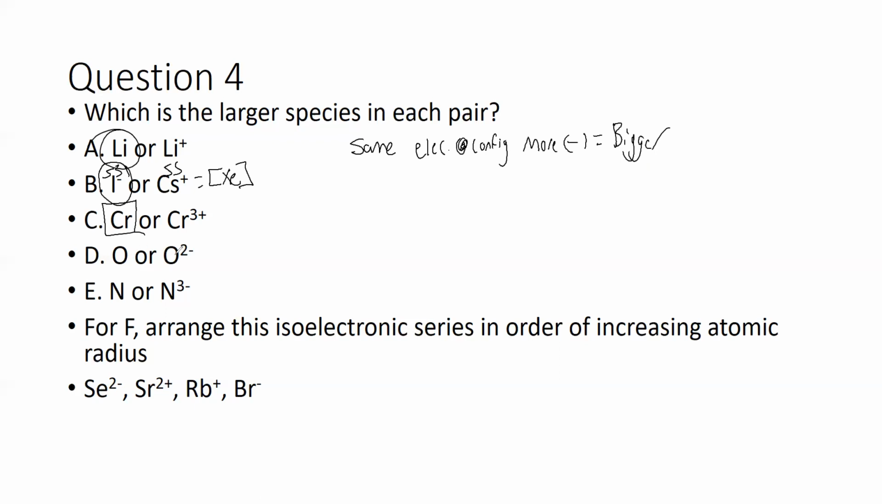Oxygen versus oxygen 2 minus. Well, I became negative. When you become negative, you become bigger. Nitrogen versus nitrogen 3 minus. Well, I became negative, so I'm bigger. And F. F is what's called an isoelectronic series. That's a fancy way to say the same electronic configuration.